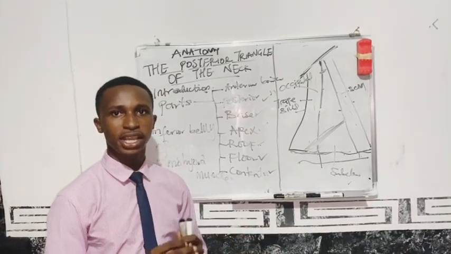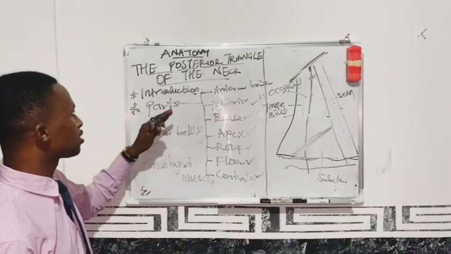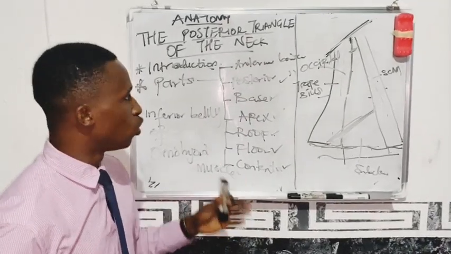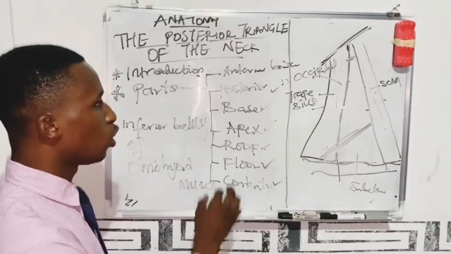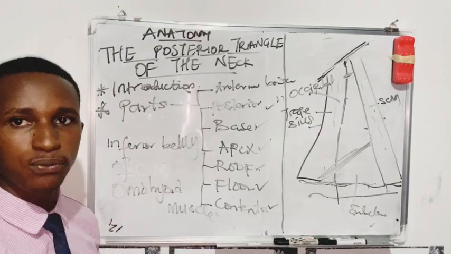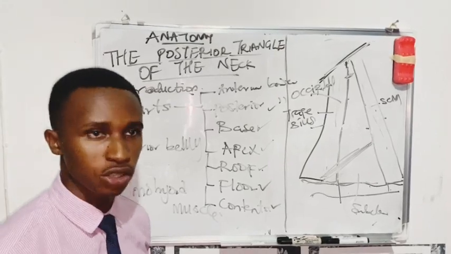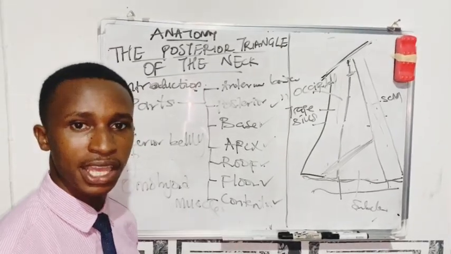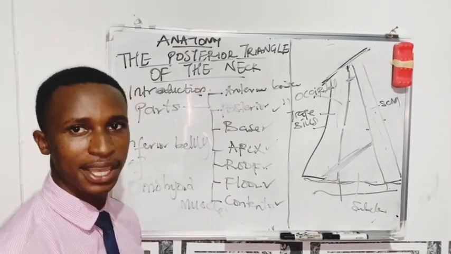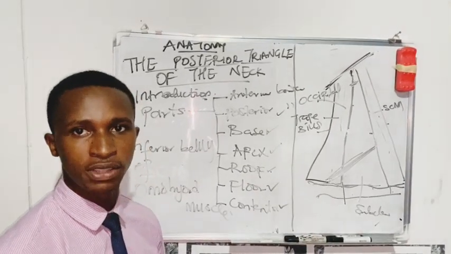Now let's do a little recap of what we said today in these tutorials. We've been able to find out the parts of the posterior triangle of the neck. We know what forms the anterior border. We know what forms the posterior border. We know what forms the base. We know what forms the apex. We know what forms the roof. And we know what forms the floor. We've seen the content and we've seen the division of this triangle into the occipital triangle and the subclavian or the omoclavicular triangle. So this is a brief recap of the posterior triangle of the neck.